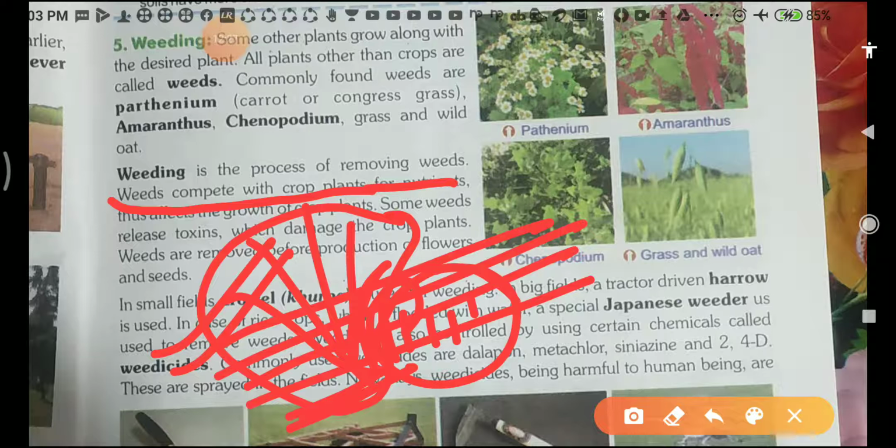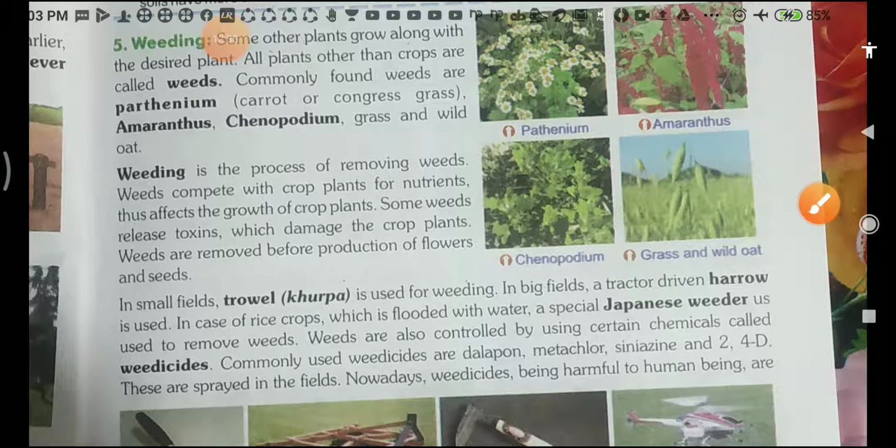That's why it is written here, weeds compete with the crop plants for nutrients, which can affect the growth of the crop plants. Many weeds can release toxins. Toxin means poison, which can damage the crop plants. We can remove the weeds before the production of flowers and seeds.